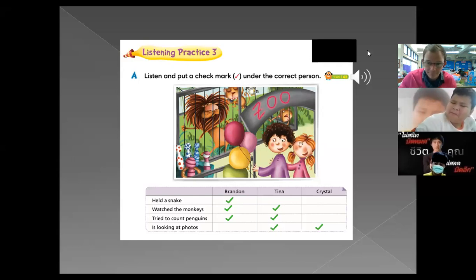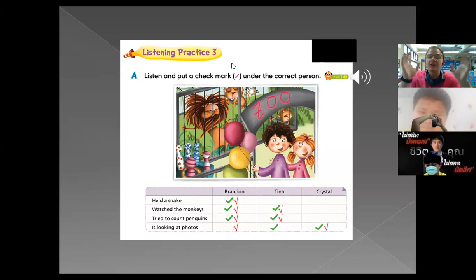Oh, very close, but we have one that is incorrect. Why? In the beginning, they said Brandon and Crystal were talking about what Brandon was doing at the zoo. So it was Brandon that was showing Crystal the pictures. But if you show someone the pictures, you are both looking at them. So here we have 1, 2, 3, 4, 5, 6 correct. That is still excellent work, you guys. Very, very good. Well done.